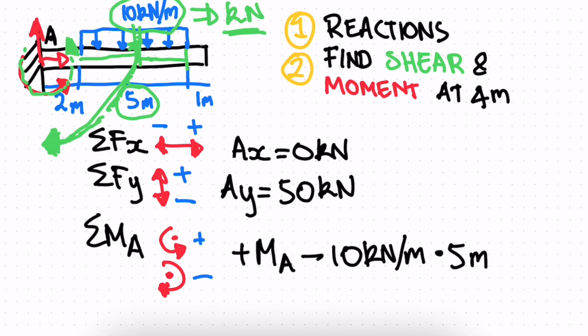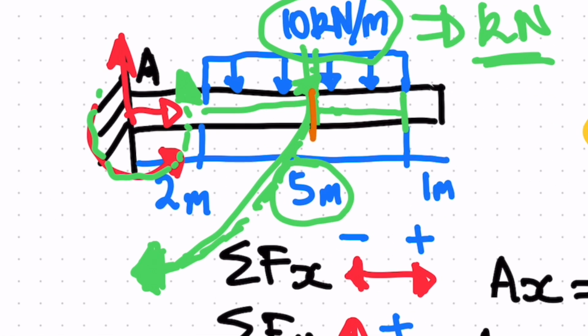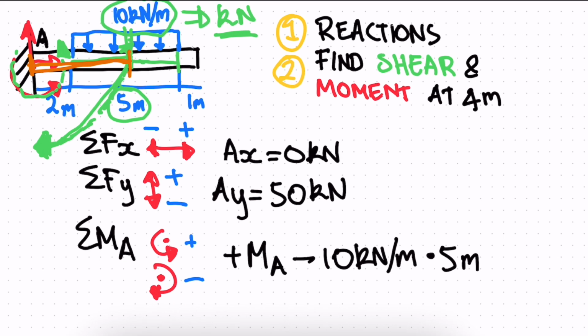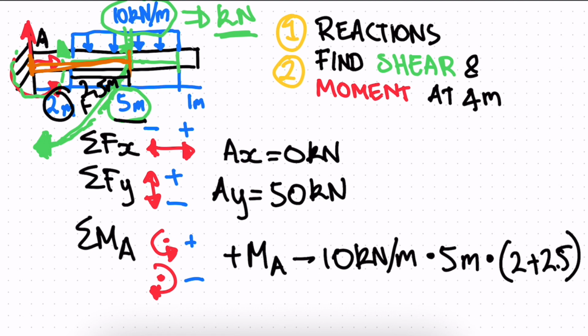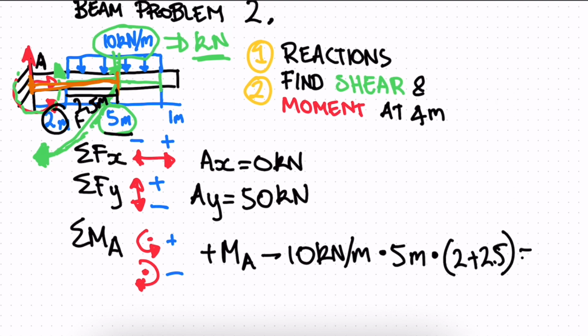So we have minus 10 kilonewtons per meter multiplied by 5 meters, and we get our point load. Then we need this distance, which is the distance of our moment. So we multiply by this distance, which will be 2 plus this distance here, which is half of 5, so 2.5 meters. So we'll have a total distance of 2 plus 2.5, and this will be equal to 0. If we solve this, MA will be equal to 225 kilonewton meters.